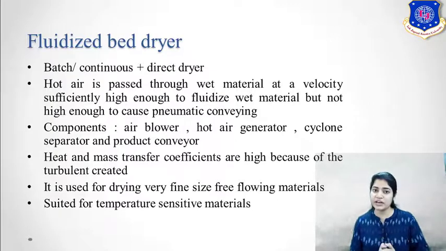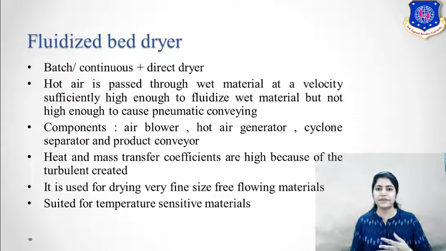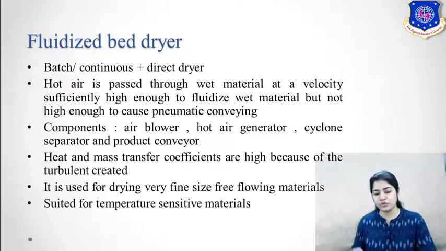The components of this dryer are what? First of all, an air blower, a hot air generator, then a cyclone separator and a product conveyor. So these are the components. Heat and mass transfer coefficients are high because turbulence is created.